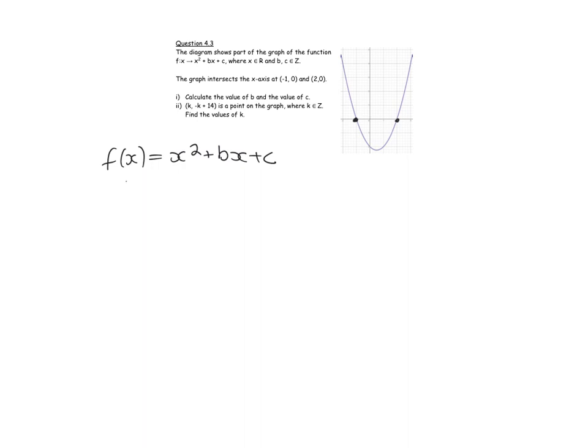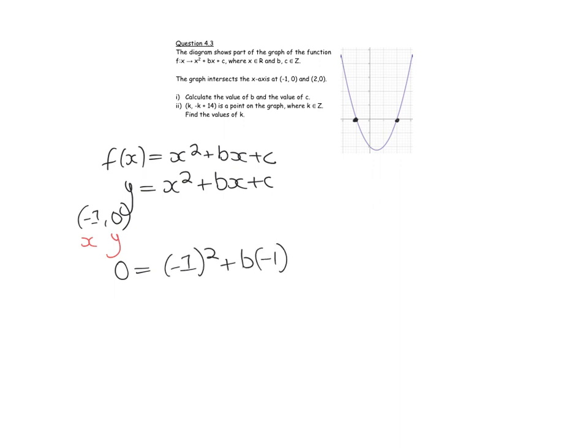So I'm going to rewrite it as f of x is equal to x squared plus bx plus c. We also know that f of x is y, so y is equal to x squared plus bx plus c. Now the first point we have is minus 1, 0. And we know minus 1 is x and 0 is y. So we'll get 0 is equal to minus 1 squared plus b times minus 1 plus c. So this becomes 0 is equal to 1 squared, which is just 1. Then this will become minus b plus c.